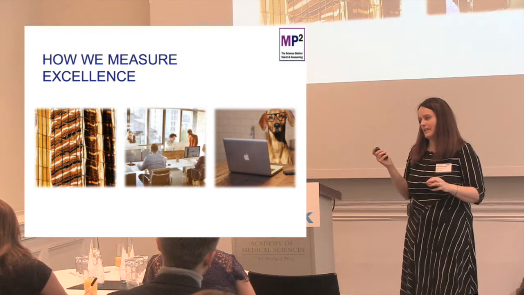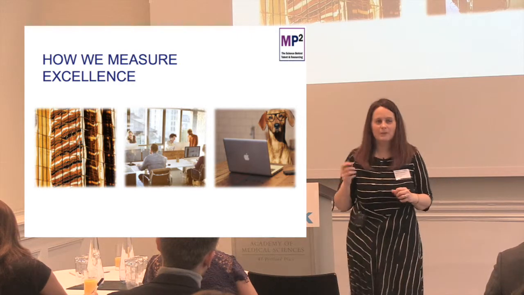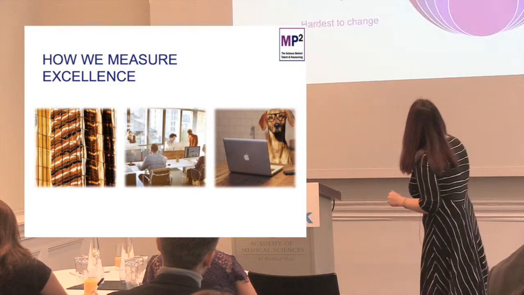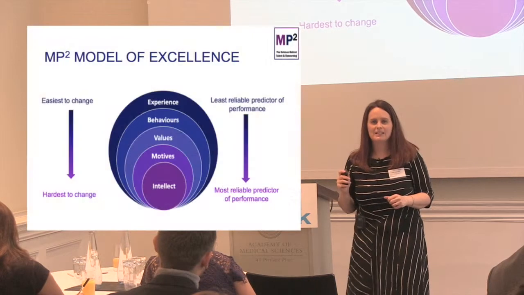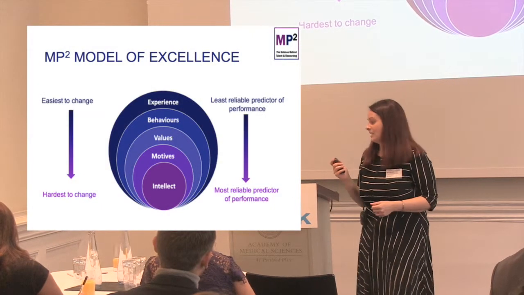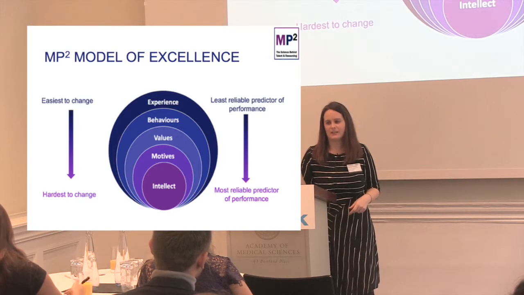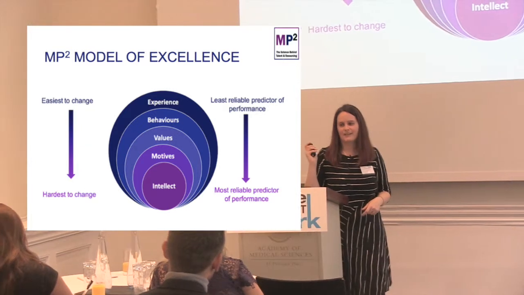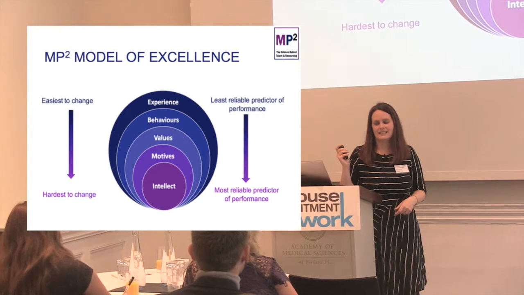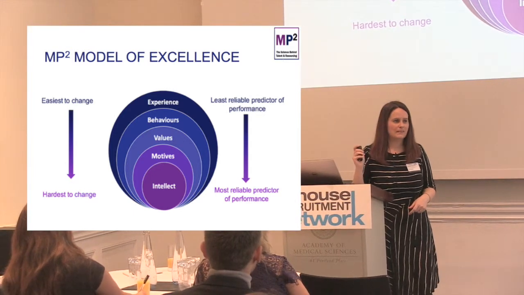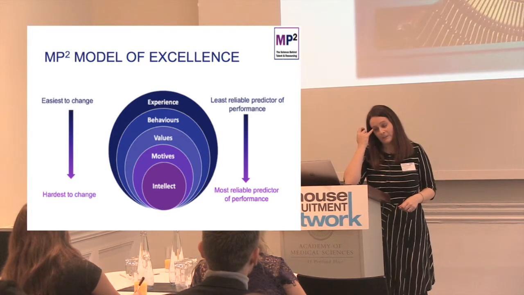And then the next thing we look at is which human is going to be the best person for the role. So we developed our own little model based on 100 years of research into selection. I'm going to talk about these all in a bit of detail, so I'm just going to whiz through this bit. So intellect, motives, values, behaviours, and then experience, which is the easiest to change and possibly the least reliable predictor of performance. So, talk about experience now.